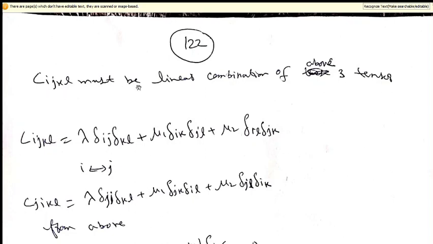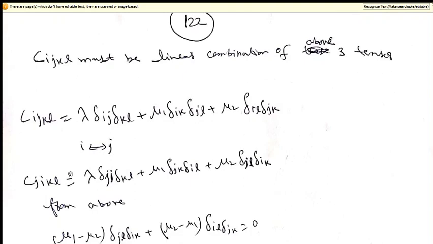As Cijkl is isotropic, we can write this Cijkl as a linear combination of the above three isotropic tensors: lambda delta ij delta kl plus mu1 delta ik delta jl plus mu2 delta il delta jk. By changing i and j, we have this. You can change also k and l, but you cannot apply the pairwise symmetry, and you cannot change ij with kl, because on the right hand side we cannot do this.